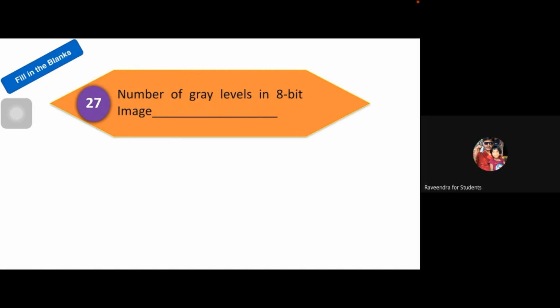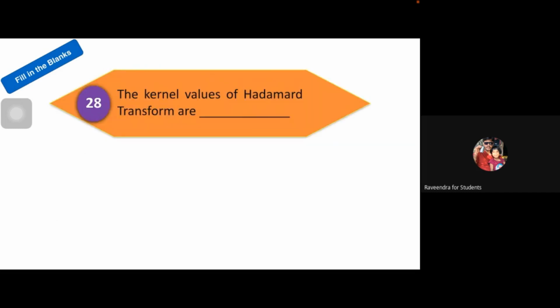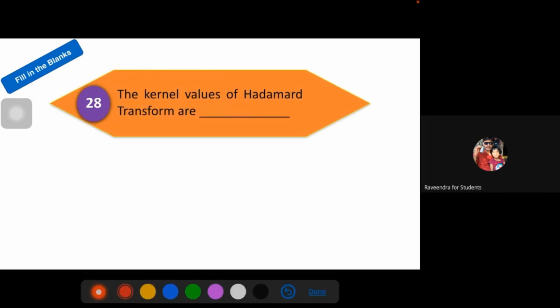Then 27, the number of gray levels in an 8-bit image. The number of gray levels is given by 2 power n. Here n is given as 8. So 2 power 8 equals 256. So the answer is 256. We have to write 256 in the dash given. Then the kernel values of the Hadamard transform are +1 and -1.